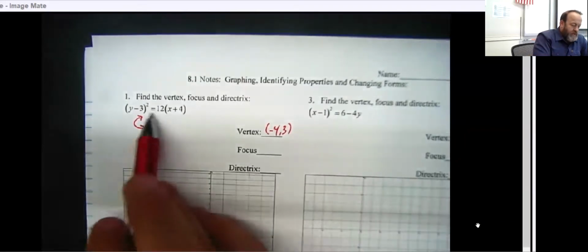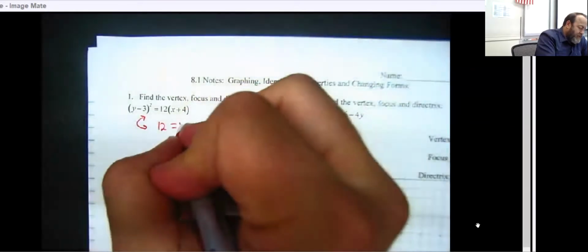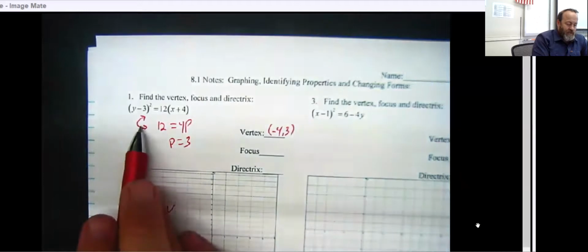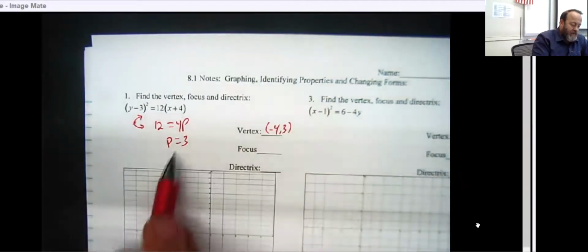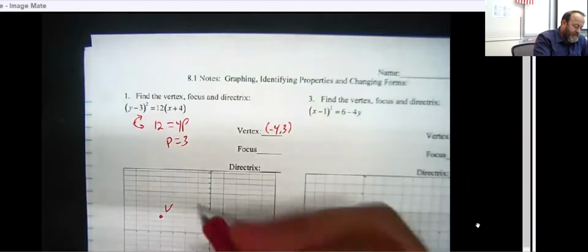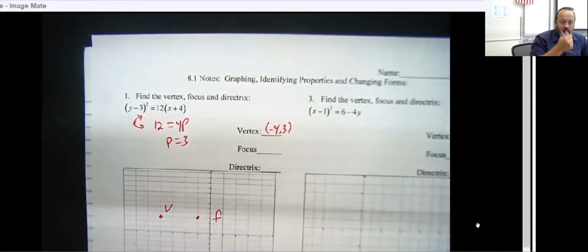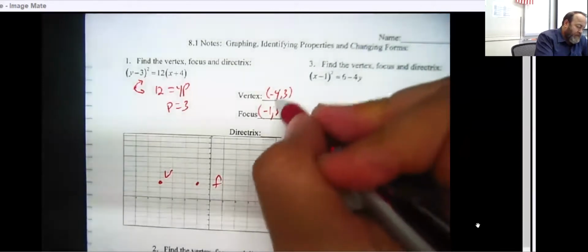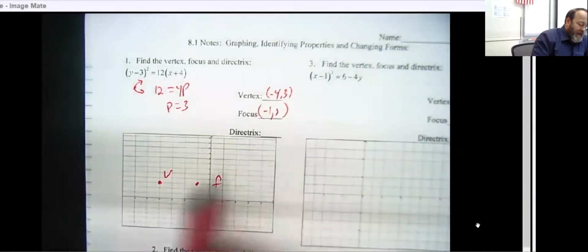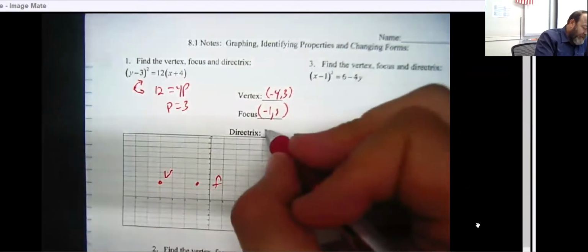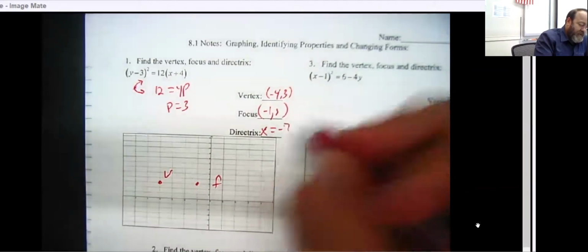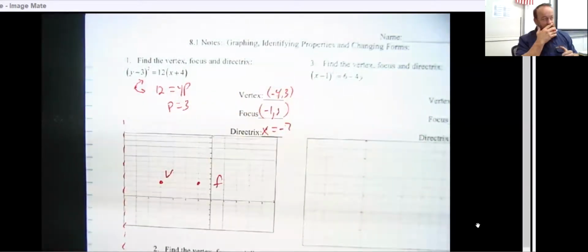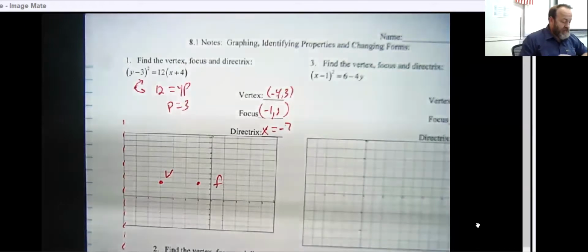Now, this 12 right here is 4P, and that makes P 3. So since it opens to the right and my vertex is right here, I want to move 3 units over, 1, 2, 3, in the direction it opens. That's going to be my focus, negative 1, 3. Again, I just moved over 3. And if I move backwards 3, 1, 2, 3, I'm going to get a vertical line at negative 7, the directrix. I just moved backwards 3. And that's the building blocks of my parabola as I go through this.